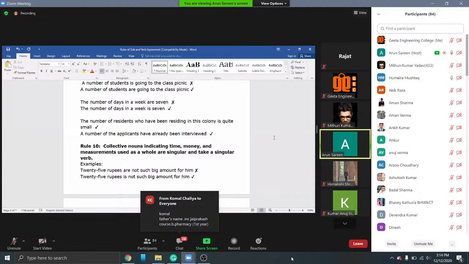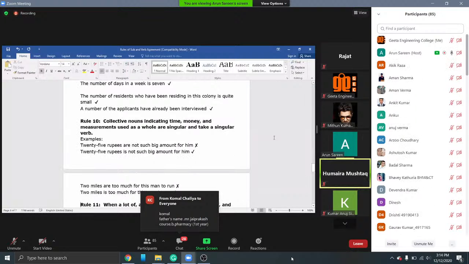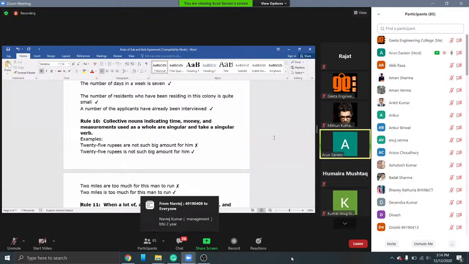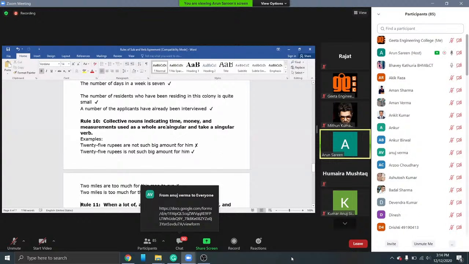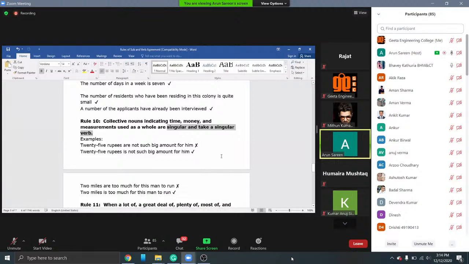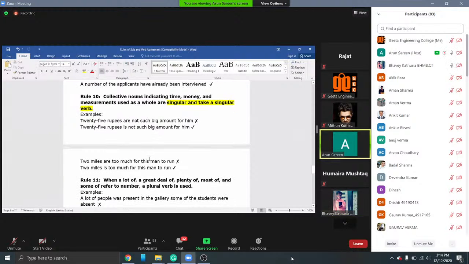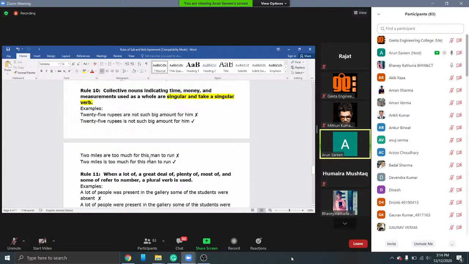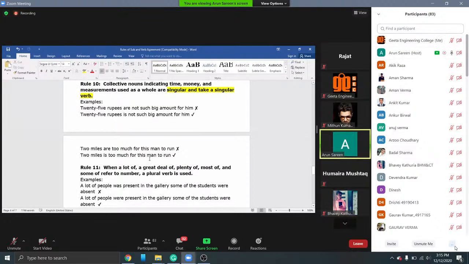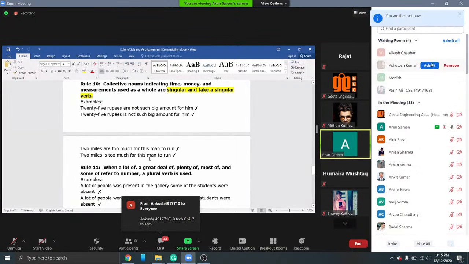Let's take an example. 25 rupees are not such a big amount for him. So what is the rule? Collective nouns indicating time, money and measurements used as a whole are singular and take a singular verb. Here they are collective but we use them as singular and they take a singular verb. So 25 rupees is not such a big amount for him is the correct answer. 2 miles are too much for this man to run. Okay. 2 miles is too much for this man to run.